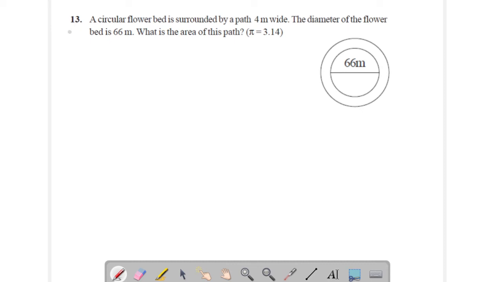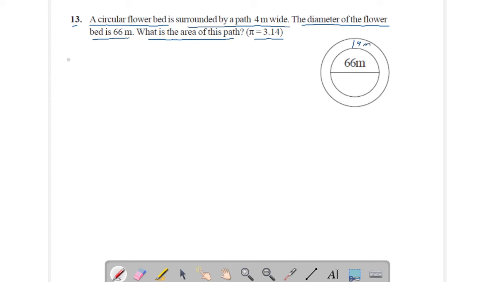Now come to question number 13. A circular flower bed is surrounded by a path 4 meter wide. The diameter of the flower bed is 66 meter. What is the area of this path? Take pi equal to 3.14. Here in this figure, diameter of flower bed it is 66 meter and width of path it is 4 meter.